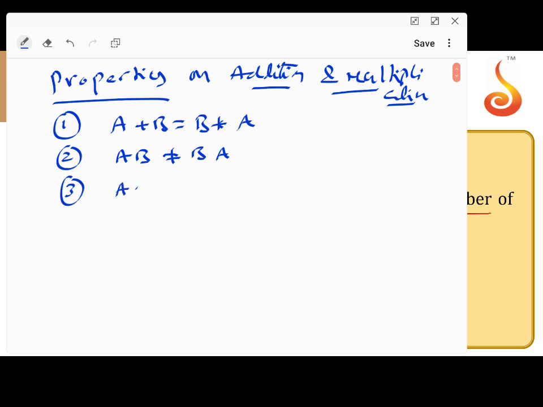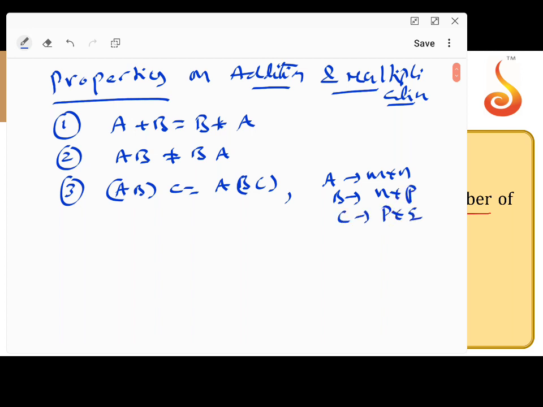And associative: AB into C equals A into BC. Here A is M by N, B is N by P, and C is P by Q matrix. That means if you want to find AB, the number of columns in the first matrix must be the same as the number of rows in the second matrix. If you want to multiply B and C, this must also coincide. Then only is multiplication possible. For square matrices of the same type, you can obviously multiply directly, but for matrices of different orders you must check the condition. So that is one.